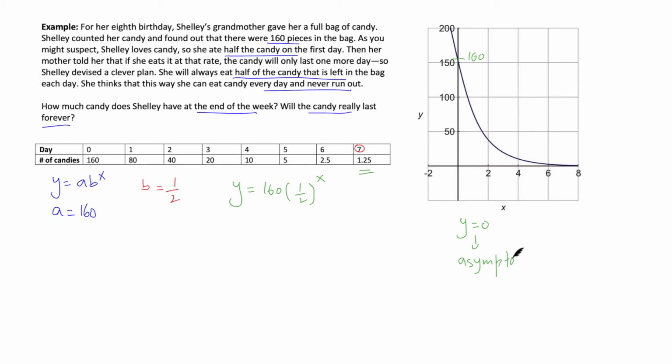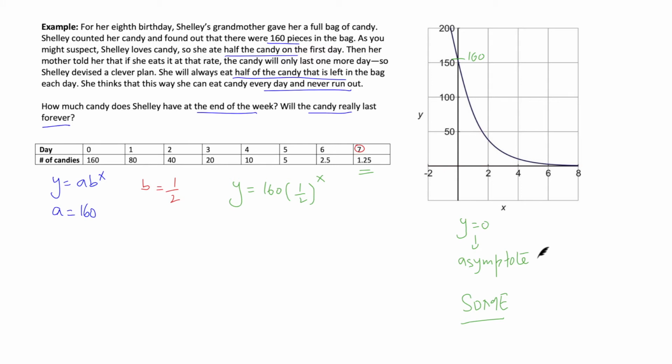The line that the curve approaches as it heads towards infinity, but never touches that line, never touches that point. So theoretically, there will always be some candy left. Let me write it like this. There will always be some candy left, but Shelly will be eating very, very tiny fractions of a candy every day after the first week.